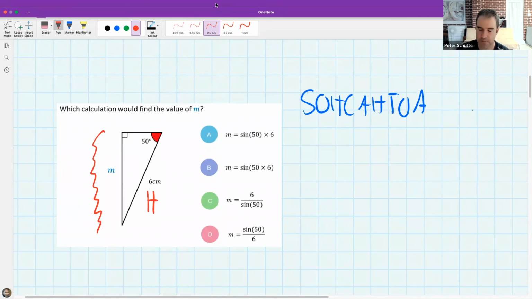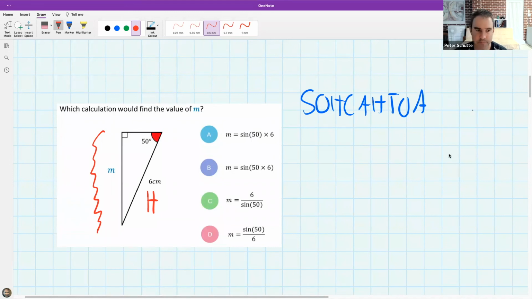Okay, so there's a couple of different options coming in. I like it. Keep those options coming.